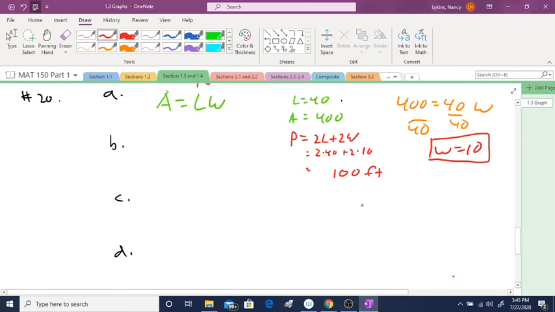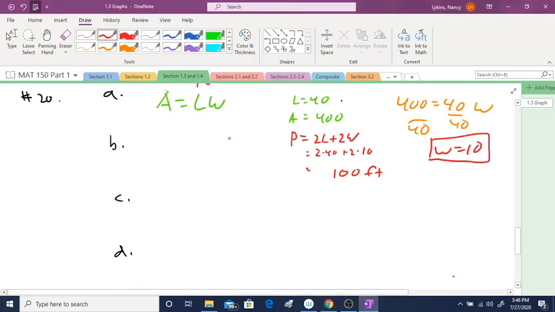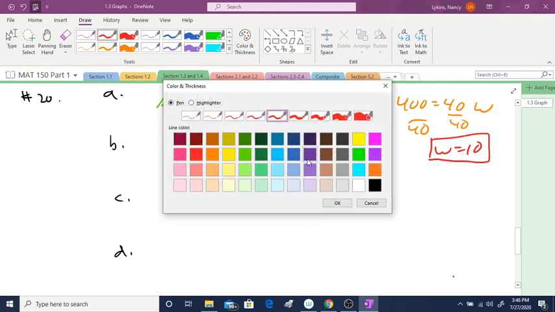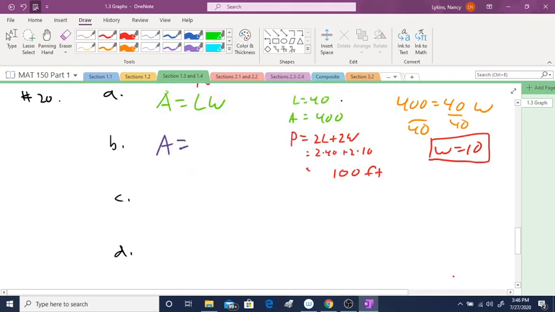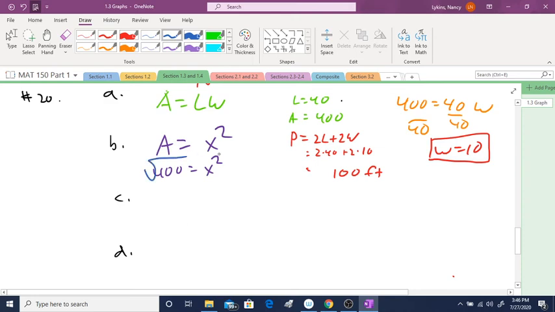Now, the second part of this is asking what would be the total amount needed if it was square? If it was square, think about this for a second. It means both sides are equal. So A equals x squared. We're going to say 400 equals x squared. How do you find x? What times what is 400? We take the square root. So x equals 20 feet, because 20 times 20 is 400.